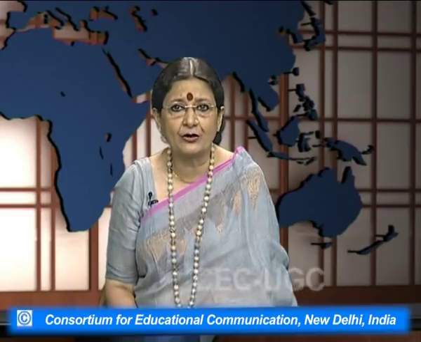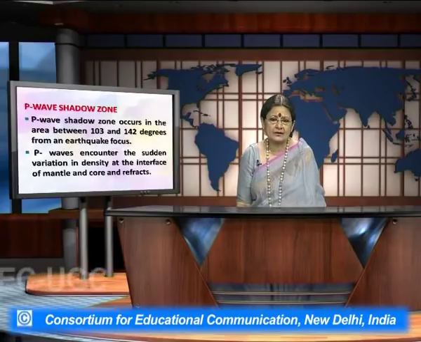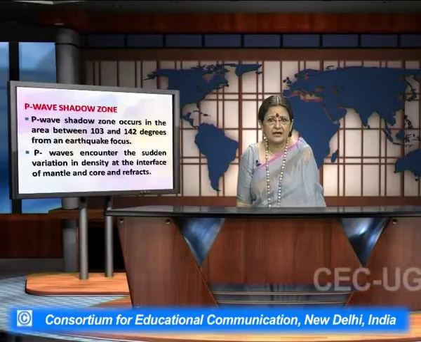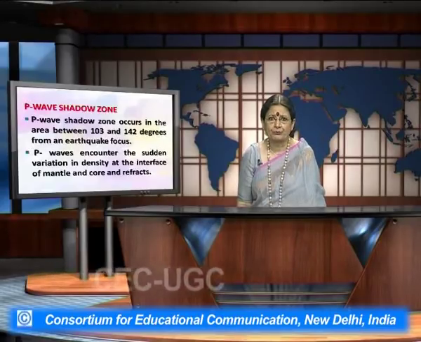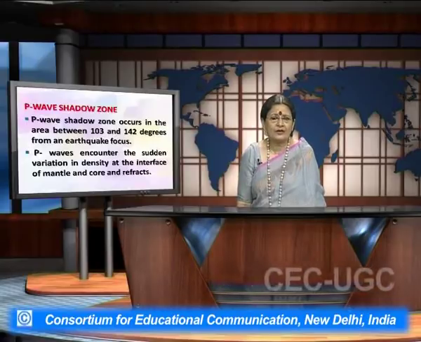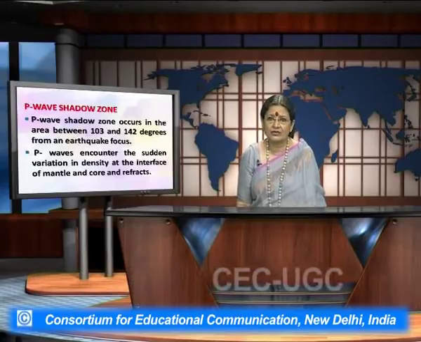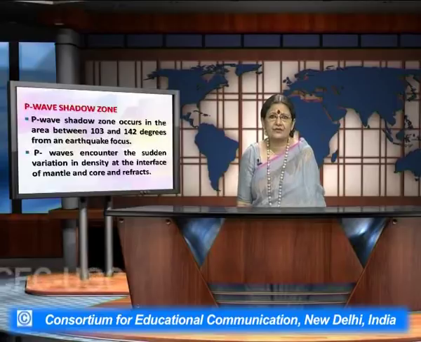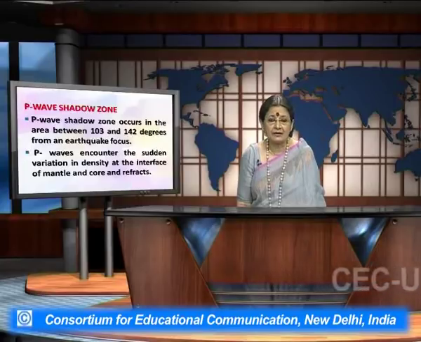Now this fact is very important, and moreover, when we talk about the Earth, the P wave shadow zone has a very important inference in this case, that the P waves encounter a sudden variation in density at the interface of the mantle and the core. Now, as we understand from our earlier discourse, the densities vary in different layers of the interior of the Earth, and there are striking differences in densities, especially when we talk about the crust, the mantle and the core.